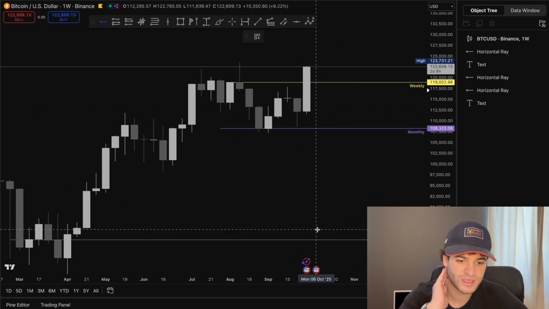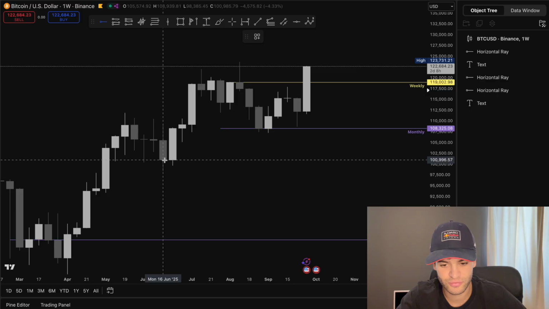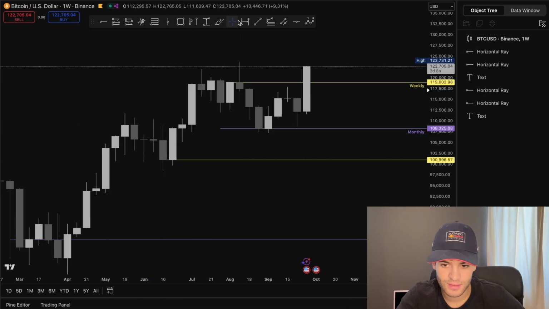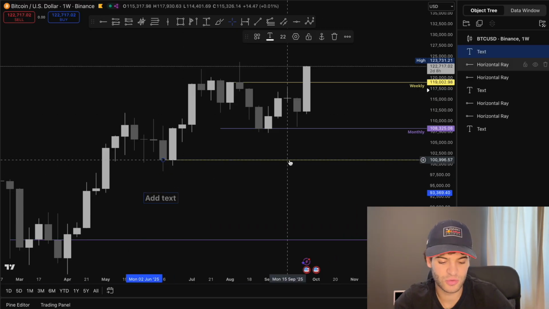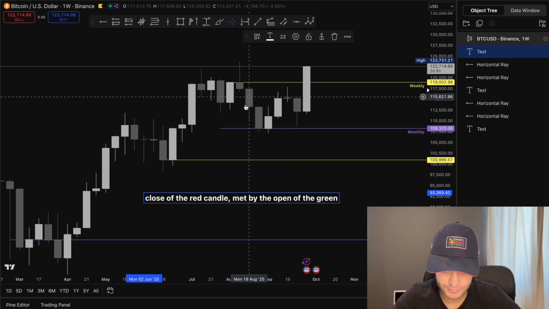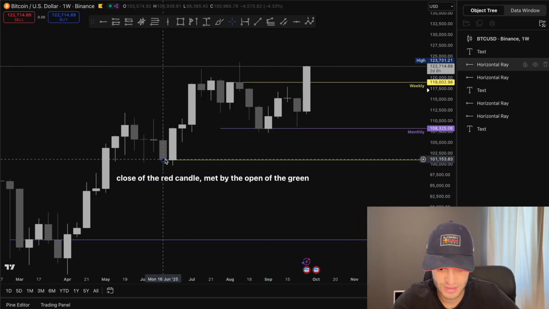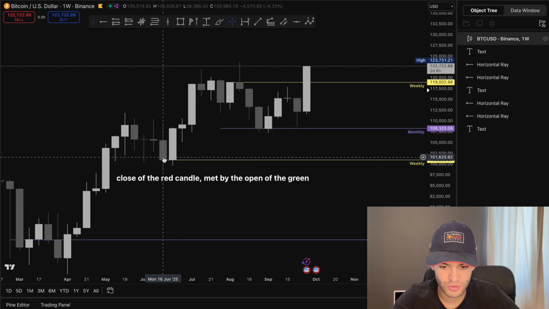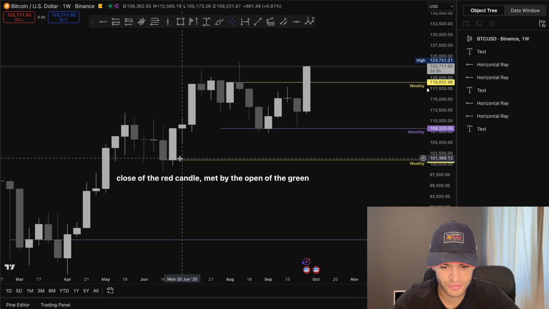So where do we actually have these weekly supports? We have one right here, as you can see, a red candle followed by a green candle. As you've probably noticed by now, it is always at the close of the red candle met by the open of the green. And that is for support. You see, we open the candle here, we close it here, the next green candle opens here, closes here. Your weekly level goes where we have the close of the red met by the open of the green.